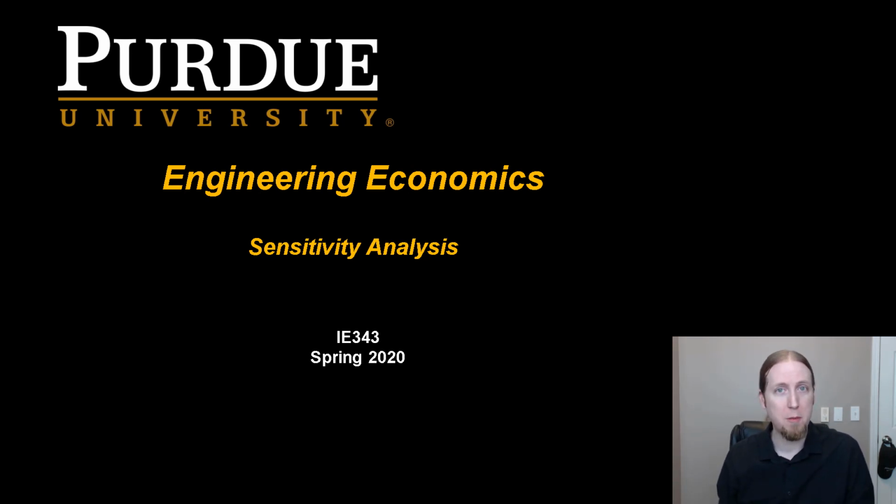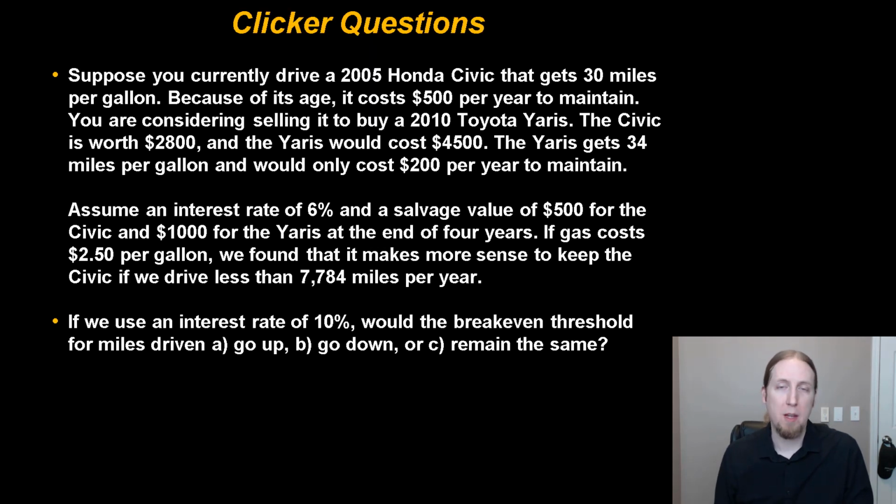In this video, we're going to be talking about sensitivity analysis, but first, in order to motivate that, I want to ask you a couple of questions. We're using the same example that we've talked about in the last couple of videos, so if you haven't seen those recently, take a moment, pause the video, and read the question, and then think about if we use an interest rate of 10% instead of 6%, would the break-even threshold for the number of miles we have to drive per year go up, go down, or stay the same?